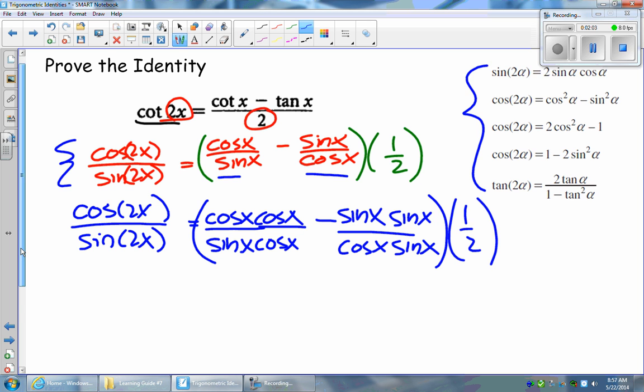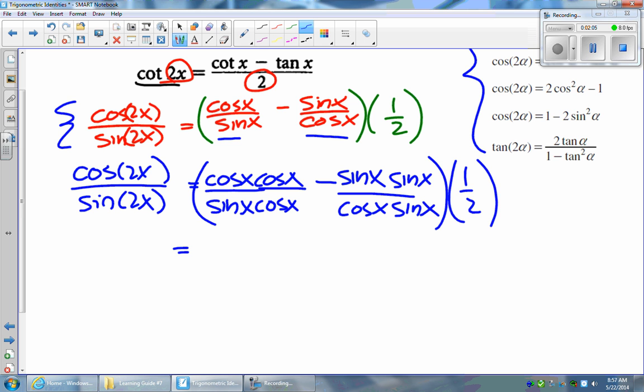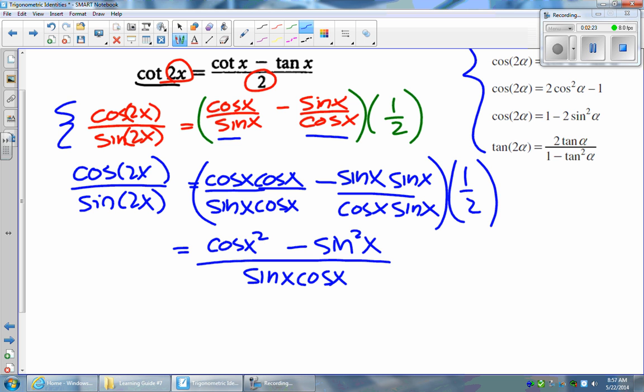Okay, so once again, I'm going to go ahead and leave the left-hand side as is and rearrange the right. So cos x times cos x is simply cos squared x, minus sine x times sine x, which is just sine squared x. And this is all over a common denominator. So I just went ahead and simplified by subtracting those two fractions. And of course, we have a 1/2 that sits out front.